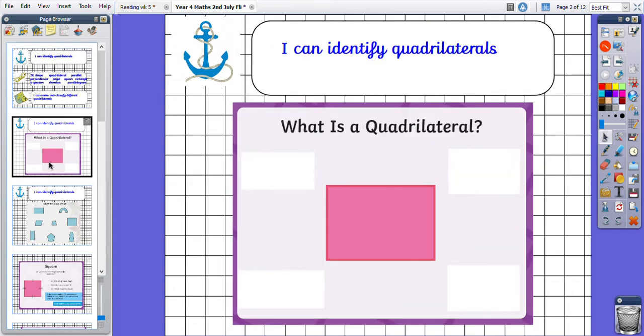So first of all, I'd like you to pause the video and think about what you know already about quadrilaterals. Very similar to yesterday with our triangles, what do you know already? Pause the video and make a mind map or a list in your book.